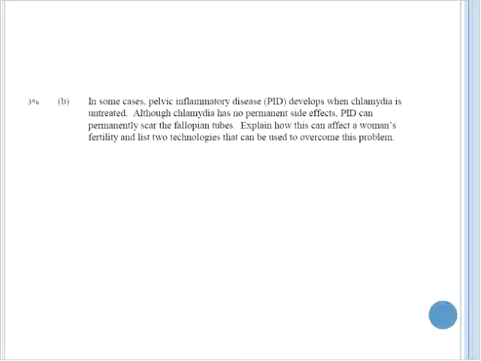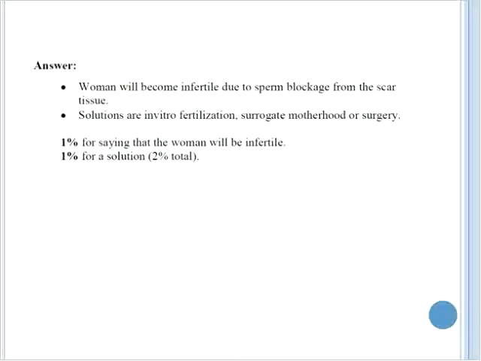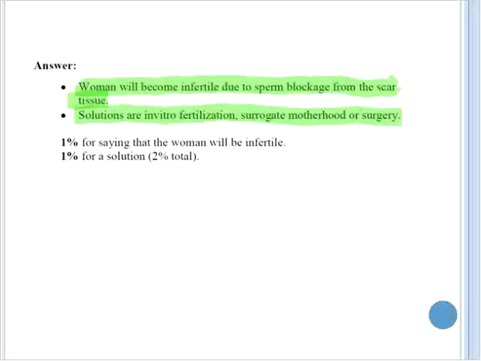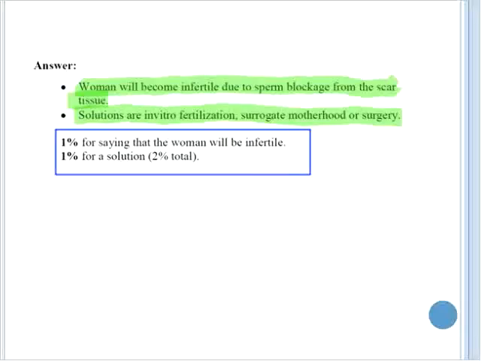A constructive response question on this material is as follows. In some cases, pelvic inflammatory disease develops when chlamydia is untreated. Although chlamydia has no permanent side effects, PID can permanently scar the fallopian tubes. Explain how this can affect a woman's fertility and list 2 technologies that can be used to overcome this problem. Correct answer, the woman will become infertile due to sperm blockage from the scar tissue. Solutions would include in vitro fertilization, surrogate motherhood, or surgery. For this question, 1% was given for saying the woman will be infertile, and 1% for a solution to the problem, for a total of 2%.